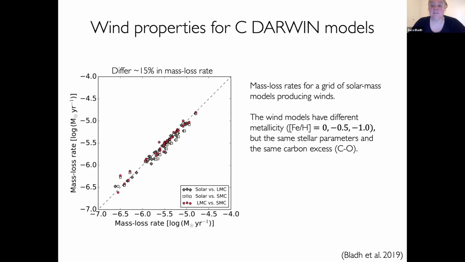So mass loss rate. What you see here is the mass loss rate for a small grid, I would say, of solar mass models. They all are wind producing. And then the models have different metallicity, but the same stellar parameters and the same carbon excess. So that means that the C over O is different. And then I compared, so what you see here, solar versus LMC, the mass loss rate of these. And if they lie on this diagonal, they are similar.